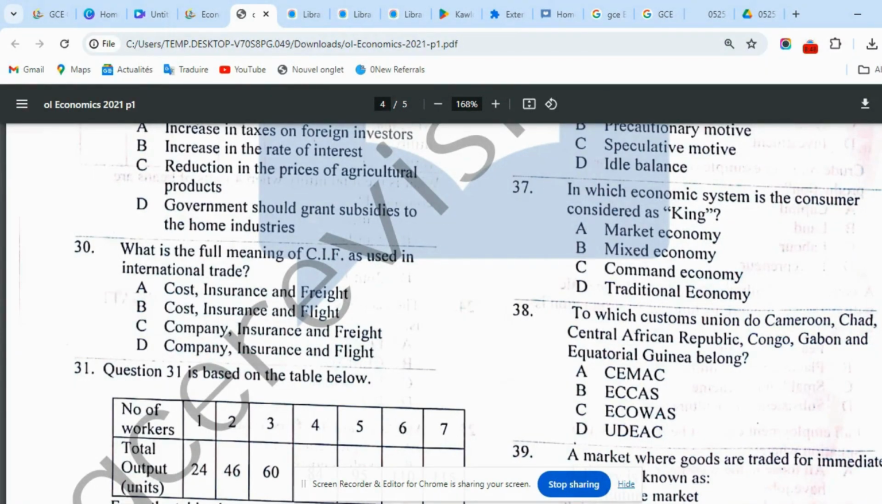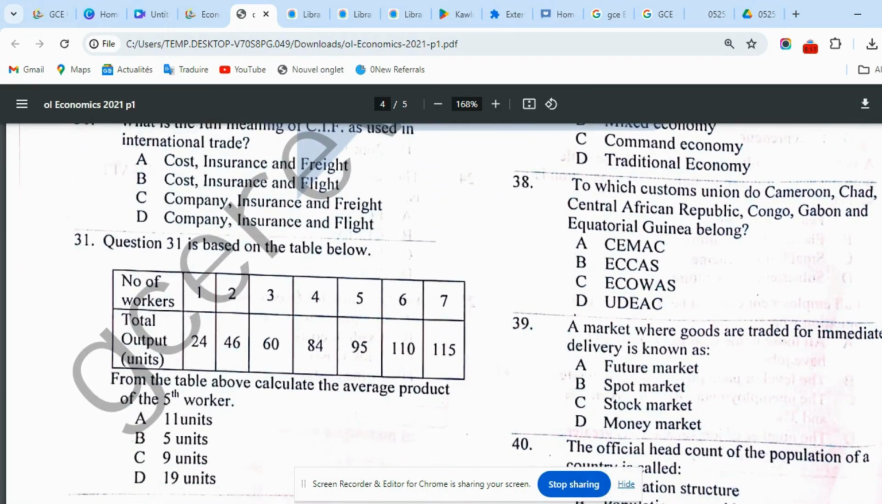Now let's go to 39. A market where goods are traded for immediate delivery is known as future market, spot market, stock market, money market. So what is a market where goods are traded for immediate delivery? What is that market called? What do you think is the answer for this? The answer is B, spot market. So it's a spot market where people trade goods for immediate delivery. And so the correct answer here is B. So we go to 40.